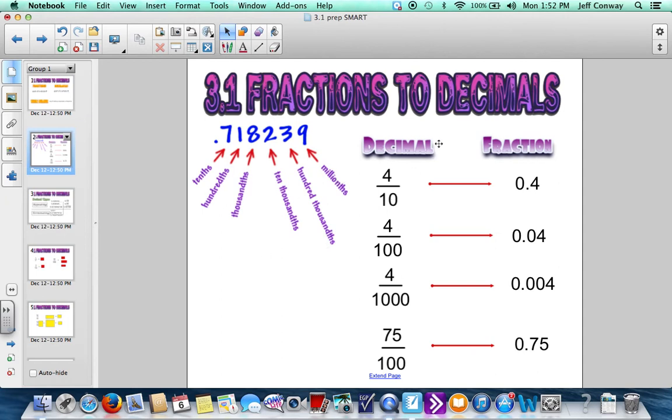Obviously, these two are in the wrong spot, but 4 over 10 is set as 4 tenths, so the 4 would go in the tenths area. 4 over 100 is 4 hundredths, and as you can see here, the 4 is in the corresponding hundredths. 4 over 1,000 is 4 thousandths, so the 4 is in the thousandths category. 75 over 100 would be 75 hundredths, and because that's ending in the hundredths column, the 5 has to end in the hundredths column.